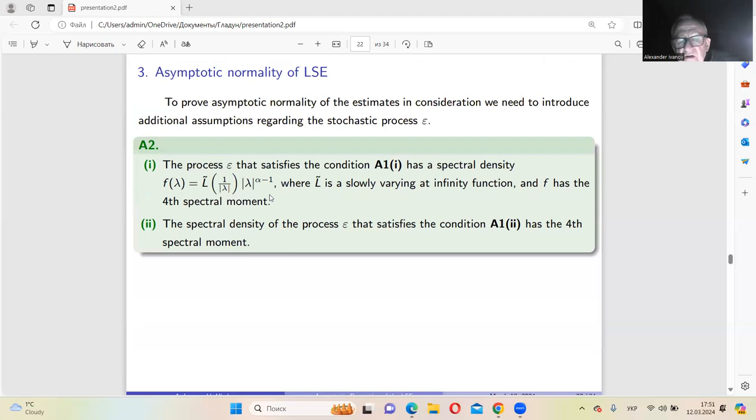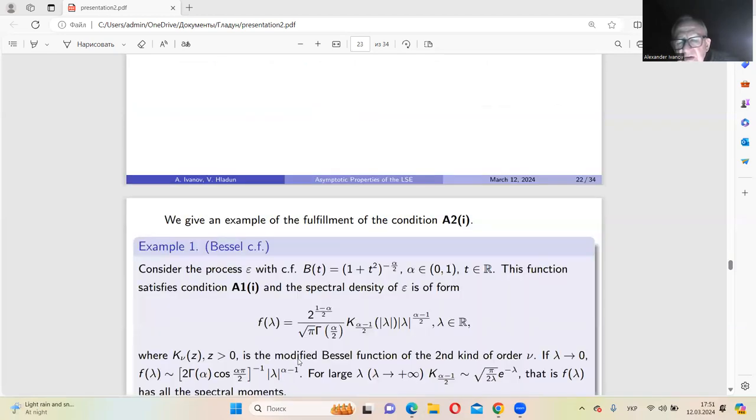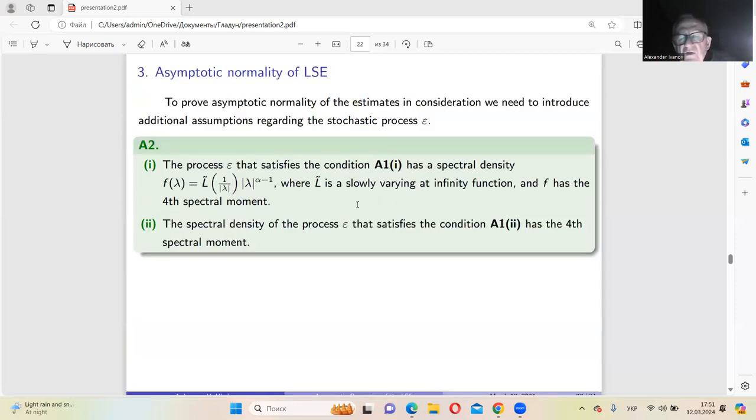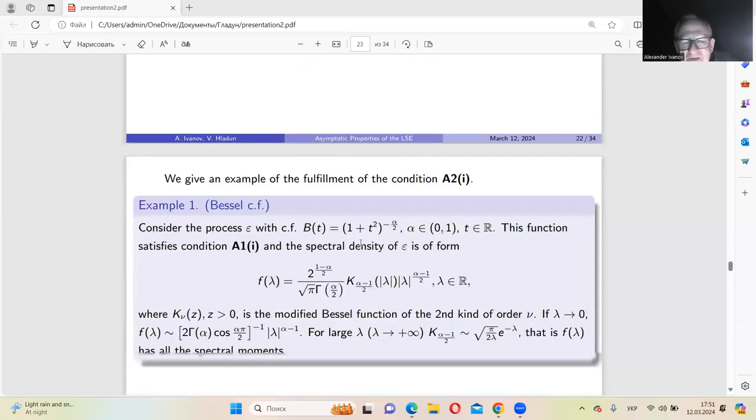We suppose here. And when lambda tends to infinity, we have such an asymptotic, we have a factor to the power minus lambda. It means that the spectral density has all the spectral moments, not only four spectral moments, all the spectral moments. Therefore, this condition is not on the empty set of spectral densities. It fulfills sometimes.